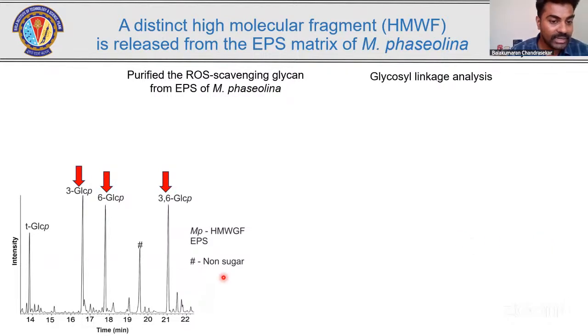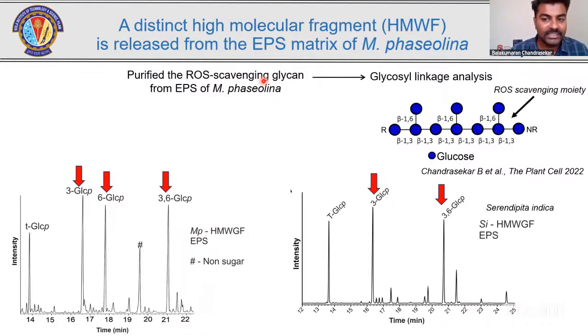We were amazed to see that, apart from 3 and 3,6 glucose, there is a very high amount of 6-linked glucose present in the EPS matrix of Macrophomina phaseolina. I've already shown you that this is a fragment which is released from the beneficial fungi. It has 3 and 3,6-linked glucoses only, and this is the fragment now. Now we are having a very high concentration of 6-linked glucoses.